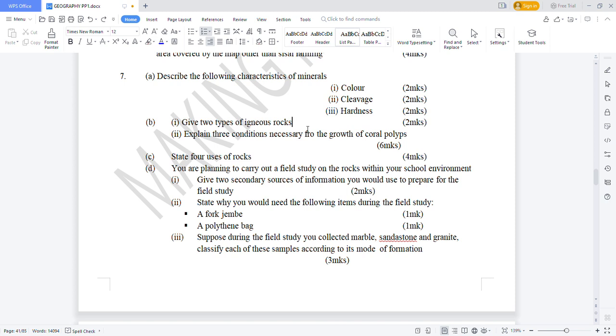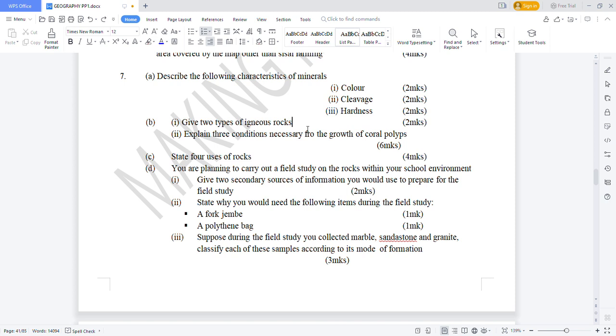Then question 7A2, cleavage. Minerals have distinct cleavages. They have a pattern in which they split or divide. E.g., mica splits into thin layers.